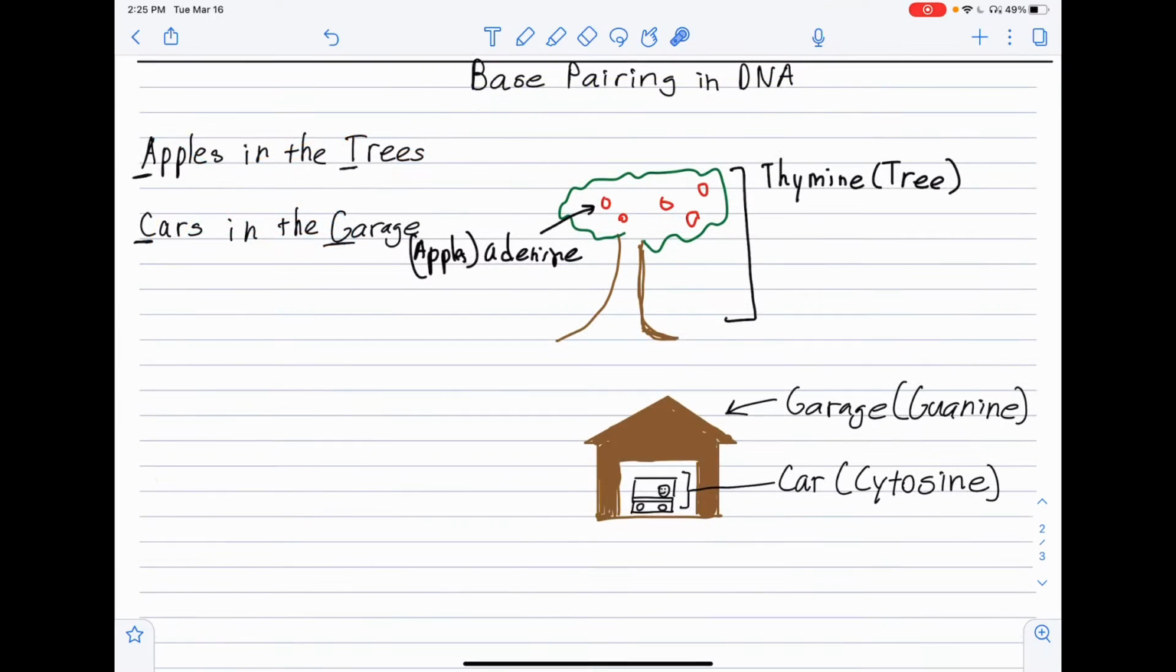In DNA, bases pair based upon adenine to thymine and cytosine to guanine. I remember this by remembering apples are in the trees: apples are adenine, thymine's tree, and cars are in your garage, so car is cytosine and garage is guanine.